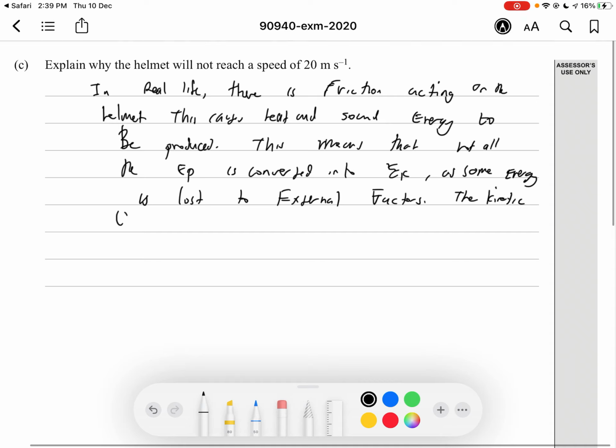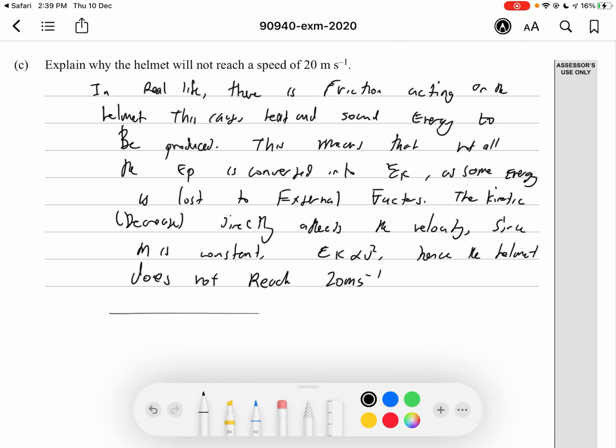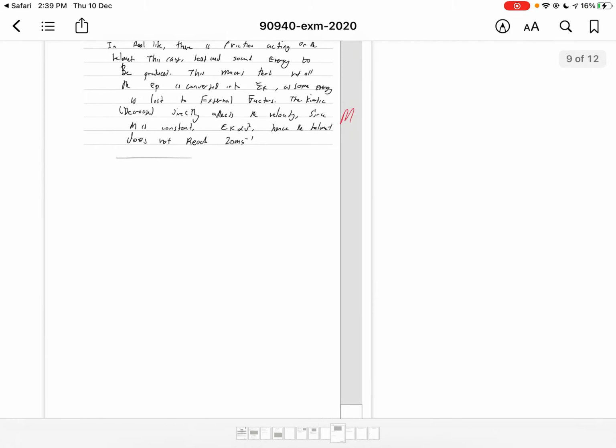You can say the decrease in kinetic energy directly affects the velocity since the mass is the same. So we say EK is proportional to v squared, hence the helmet does not reach 20 meters per second. That's our final answer for that question. This is just another very standard merit level question to explain that some of the energy is lost to heat and sound.